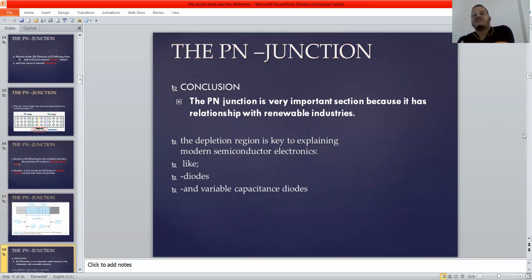Conclusion: the p-n junction is very important, so I decided to do a simple review of it before going to the Zener and Schottky diodes. It's a very important section. Why? Because it has a relation with renewable industries, with all kinds of diodes, and with LED generation. Those are very important industries to us. The depletion region is key to explaining modern semiconductor electronics like the diode and the variable capacitance diode, like I said before.